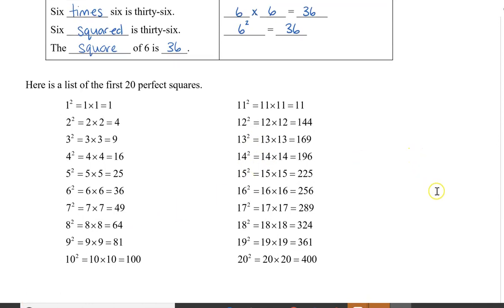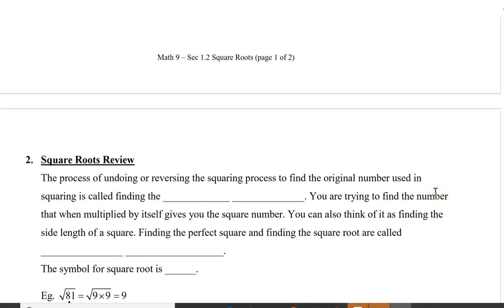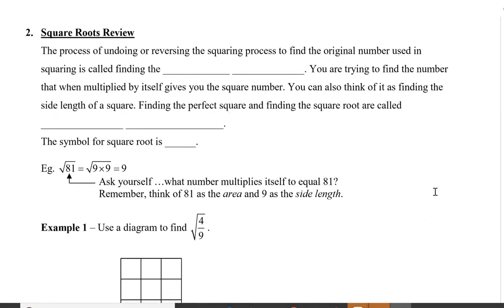All right, now that we've taken a look at squares, let's take a look at square roots. So the process of undoing or reversing the squaring process to find the original number that we used in squaring is called finding the square root. So you are trying to find the number that when you multiply by itself, it gives you that square number.